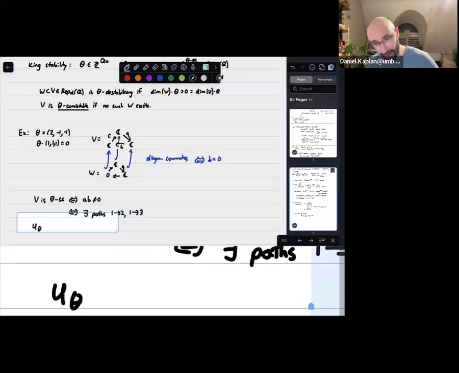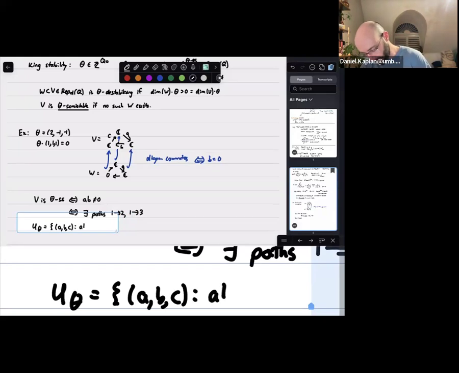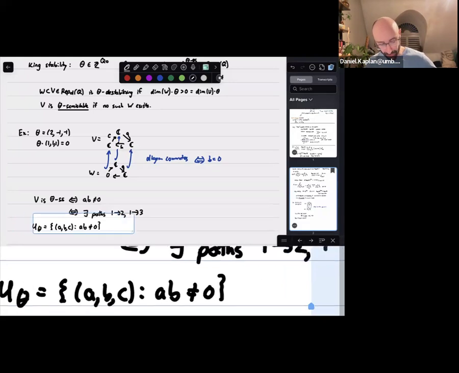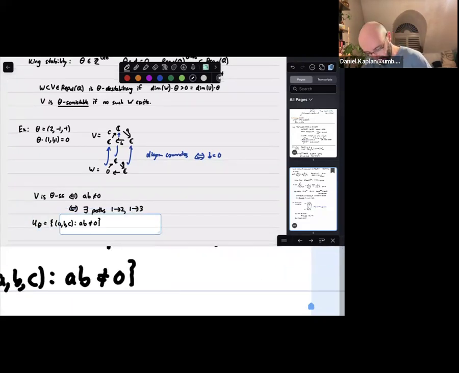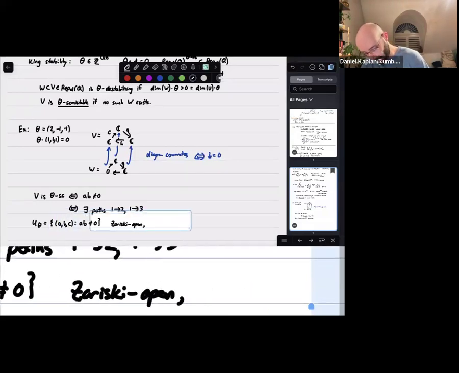Okay, and now kind of the open set I'm getting associated to theta is just this. But the important thing to note is that it's Zariski-open and that it's GD invariant. If you have something where A is not zero and you kind of conjugate, you're still going to have A not zero.